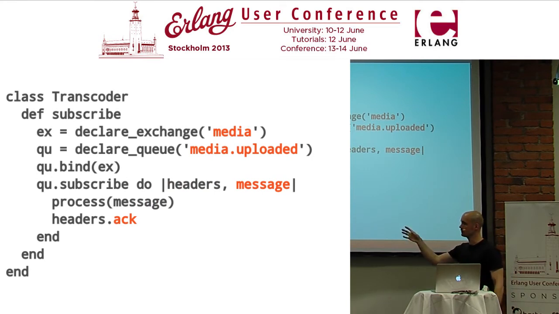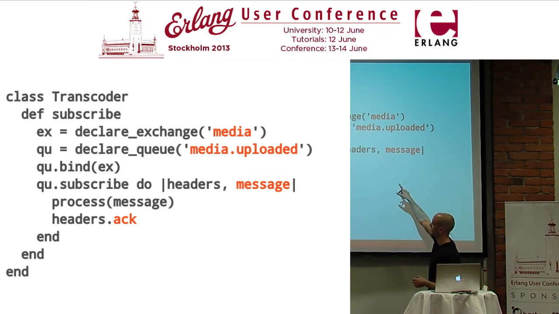We're now leaving the Rails application, and we're hopping onto EC2, where something that we call the transcoder is running. It declares a subscription on the media exchange, binds the media uploaded queue, and basically is the recipient of the messages that the Rails application publishes. Whenever a new message comes in, it's dispatched to this do/end block. There are headers and there's the message. The message is processed, and then the message is acknowledged.